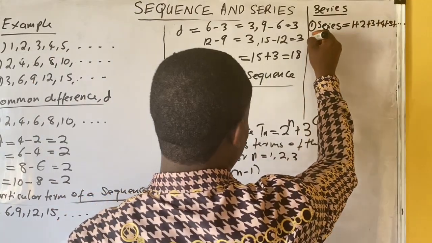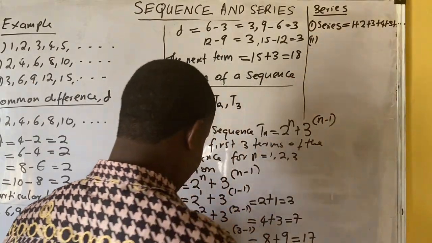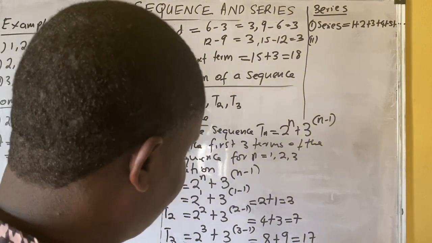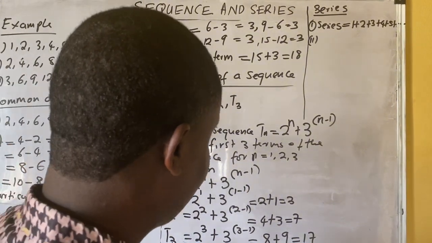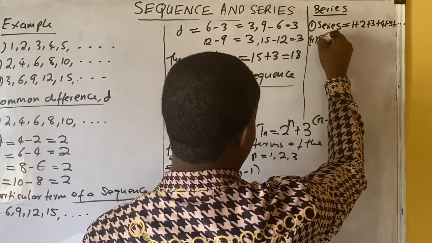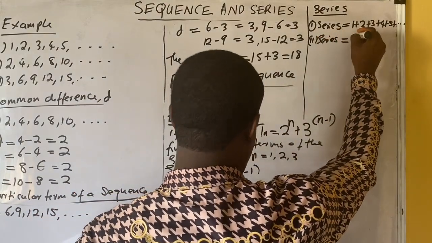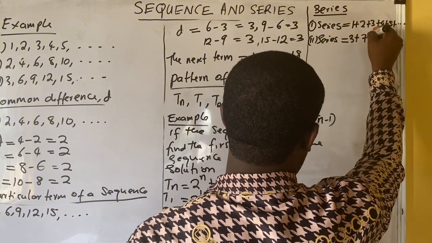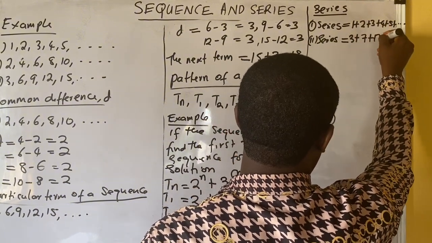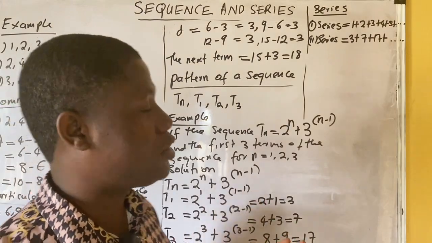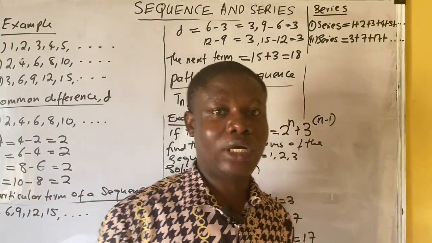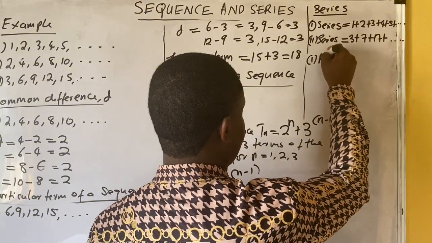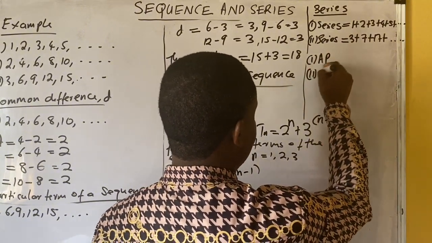Let's look at another example of a series. In the example that we just solved under sequence, where our first 3 terms are 3, 7, and 17, the series will be equal to 3 plus 7 plus 17 plus. So this is just an introduction. Part of the things we are going to look at under sequence and series are AP and GP.